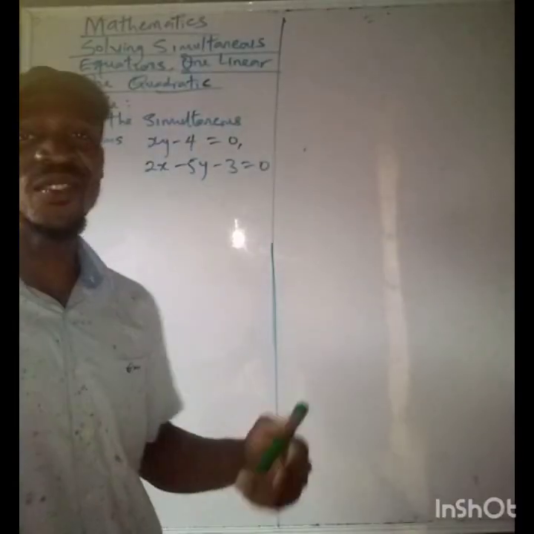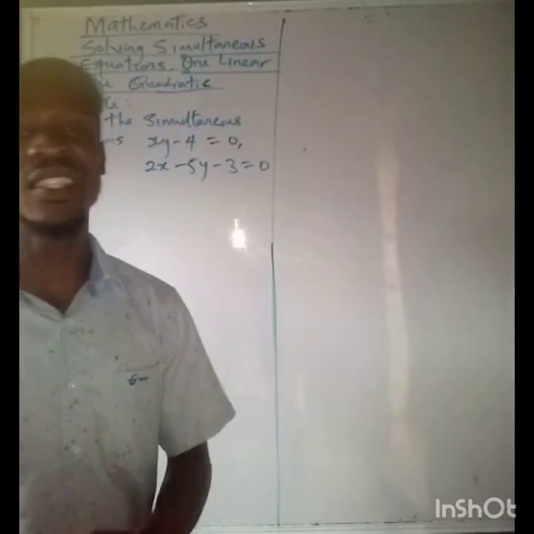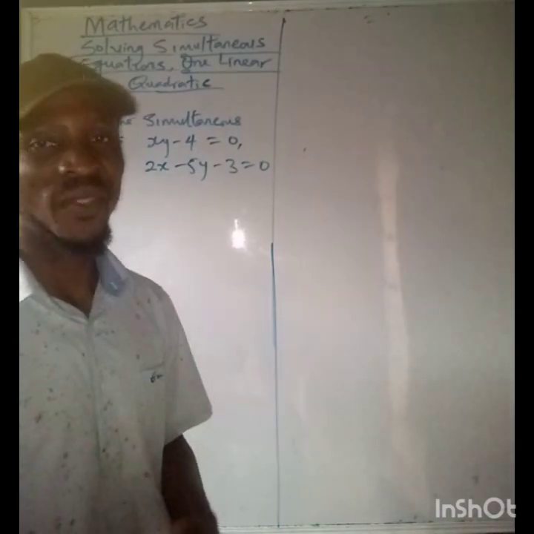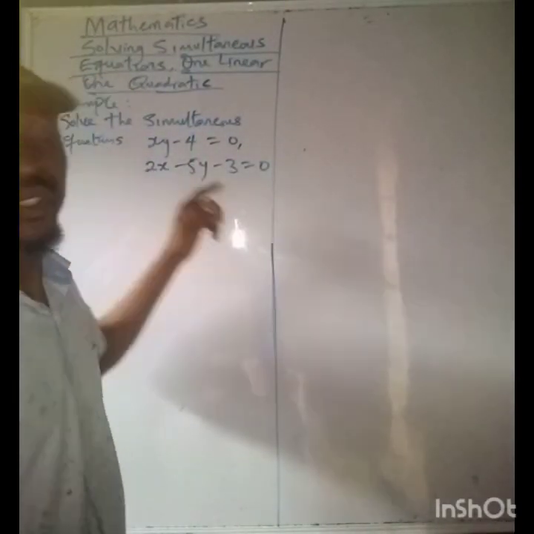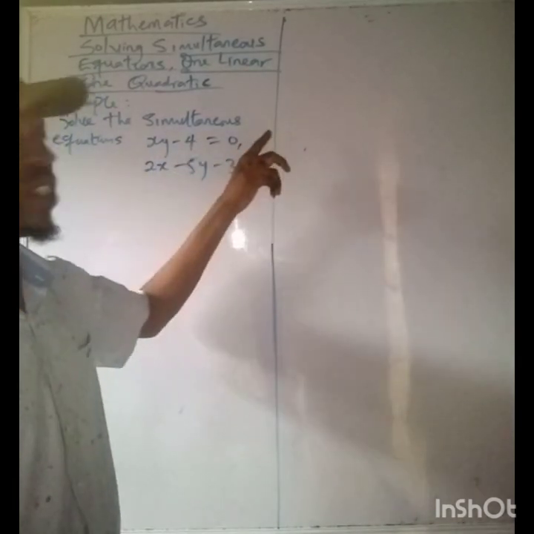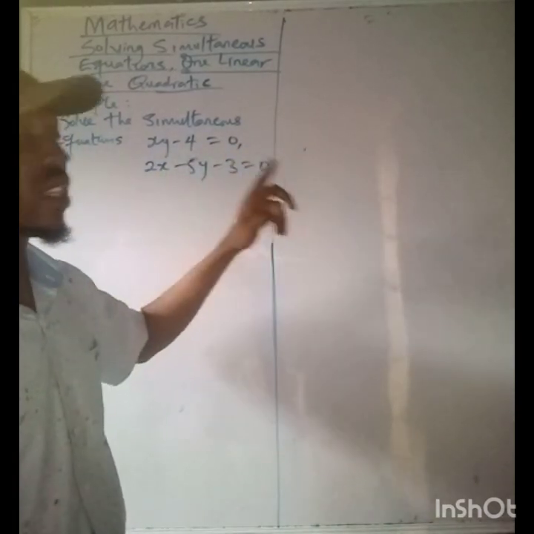Alright, so today's class we'll be discussing solving simultaneous equations, one linear, one quadratic. Now, here we are given a question to solve. We have to solve this simultaneously: xy minus 4 equals 0 and 2x minus 5y minus 3 equals 0.